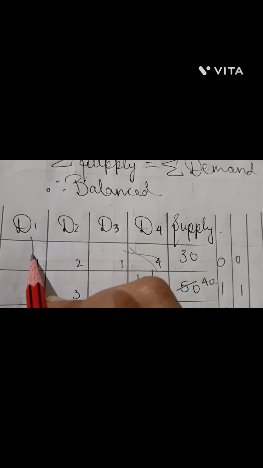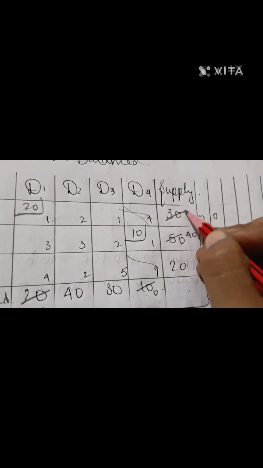I'll allocate here 20, and this becomes 0. This will become 10, and accordingly this column is going to be striked out. In the next further calculations, we are not going to find any difference from this particular column. After that, we are going to find the difference again.